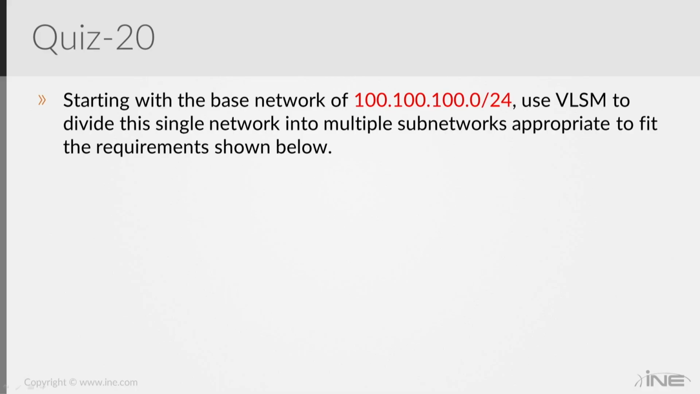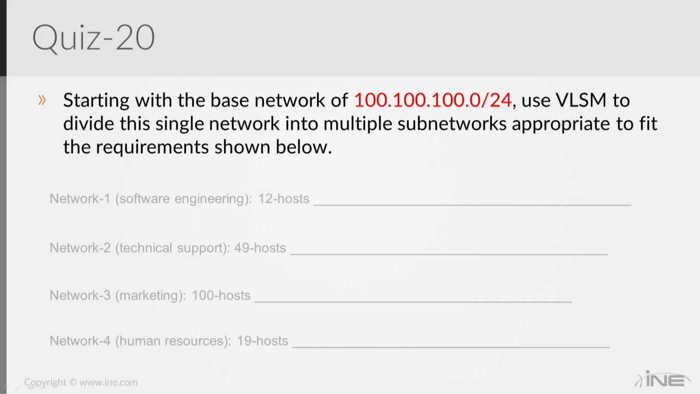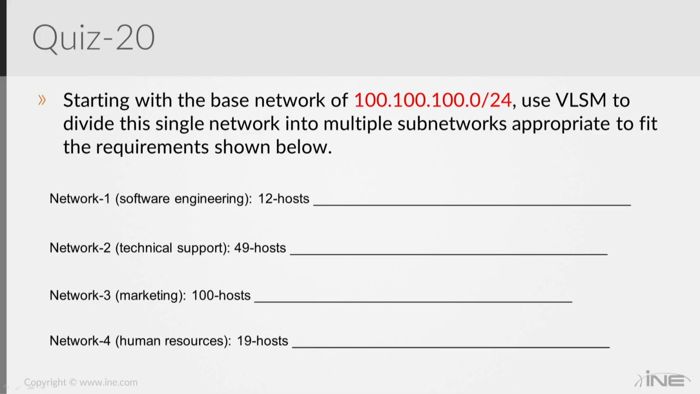Starting with the base network that you see right there, use VLSM to divide the single network into multiple subnetworks appropriate to fit the requirements shown below, just like I did in the whiteboard. So I will give you 1 minute to work on this.